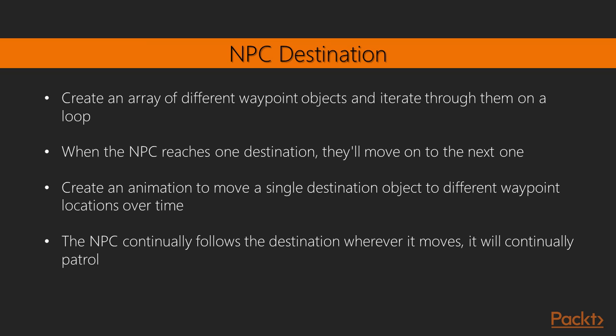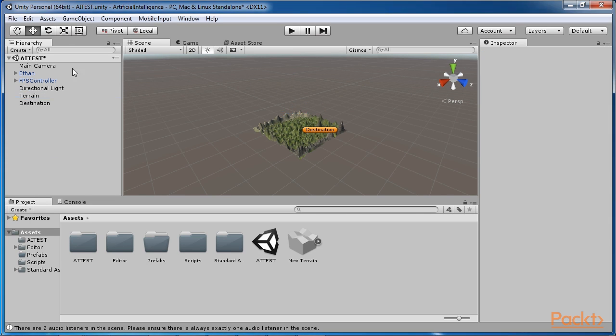Now, this approach can be very effective and efficient, but there's another method. Specifically, instead of using a script, we can create an animation to move a single destination object to different waypoint locations over time, and because the NPC continually follows the destination wherever it moves, it will continually patrol. Let's take this second approach.